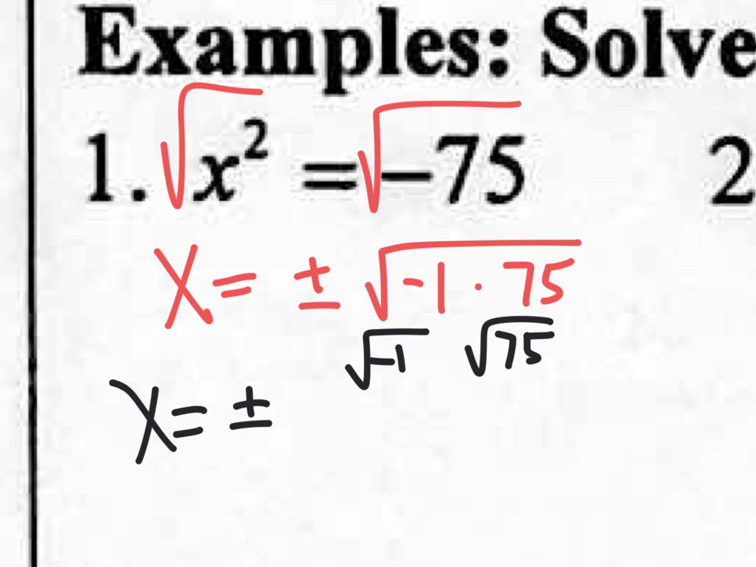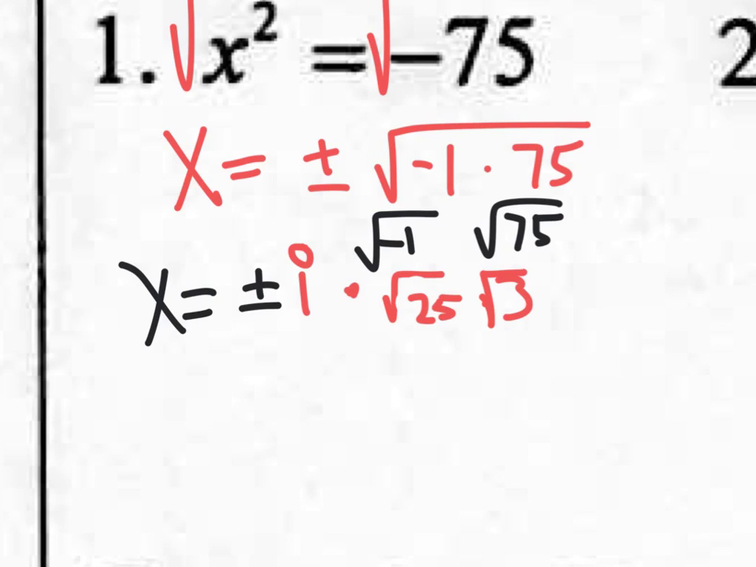And we know that the square root of negative 1 is what? i. And we need to multiply that by the square root of 75. But the square root of 75 is really the square root of 25 times 3. So what do I really have? I really have 5 times the square root of 3 times i in the front with a plus minus right in front.